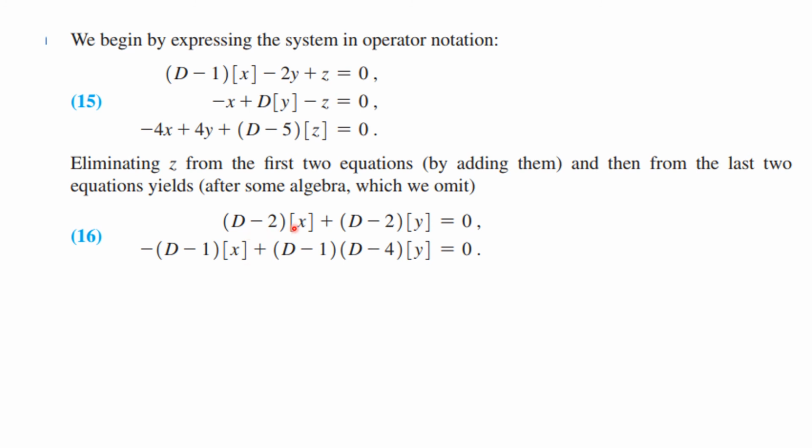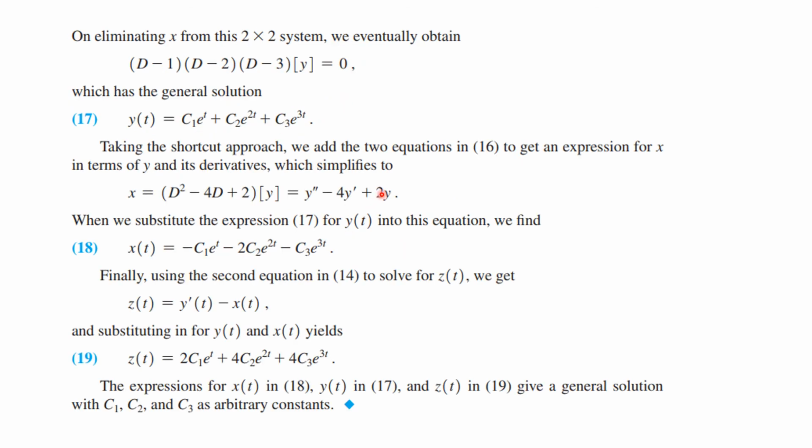And so you end up with this. The x's are over the x's, then the y's are over the y's, so we're going to solve for those, and then we will back substitute to find out what z is into perhaps the first equation. And so when we eliminate x from that 2 by 2 system, you found out that this operating on y is 0, so there's my general solution. It's a linear combination of e to the 3t, e to the 2t, and e to the t.